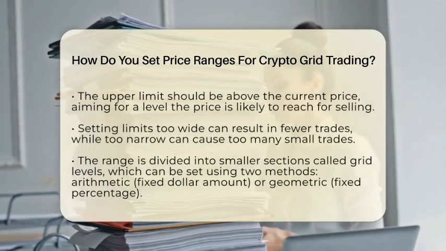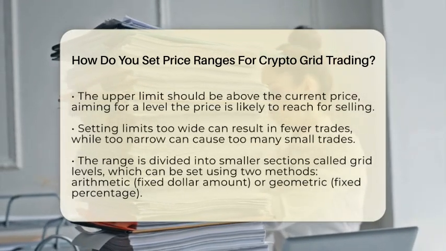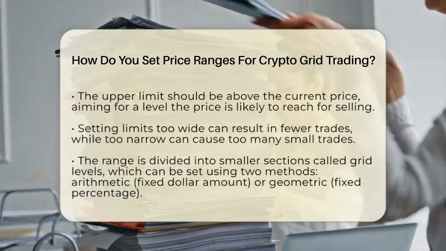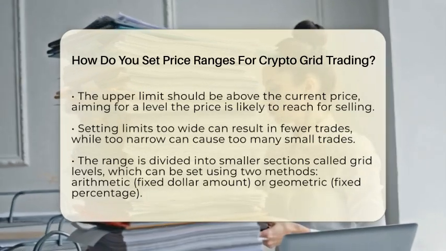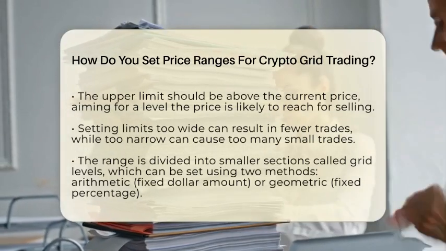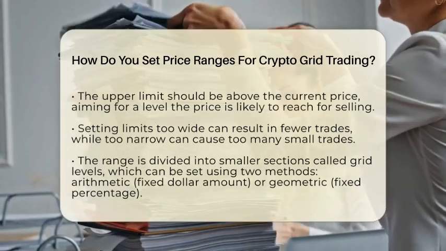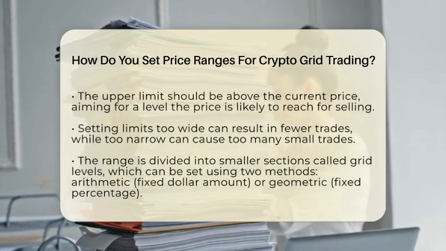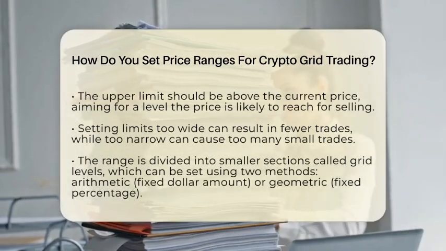Next, divide this range into smaller sections called grid levels. You can do this in two ways. The first is an arithmetic grid, where each level is a fixed dollar amount apart. For example, if your range is $50,000 to $60,000 and you want 10 grids, each one is $1,000 apart. This works well if the market is moving sideways or within a stable range.